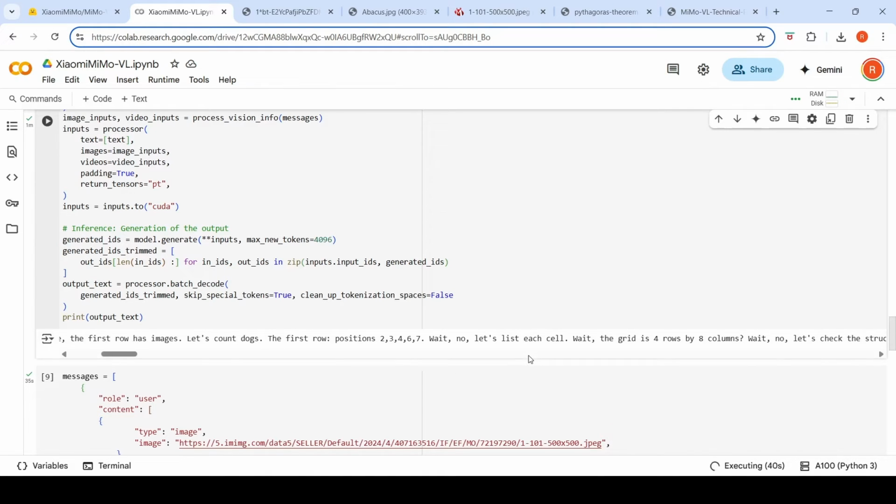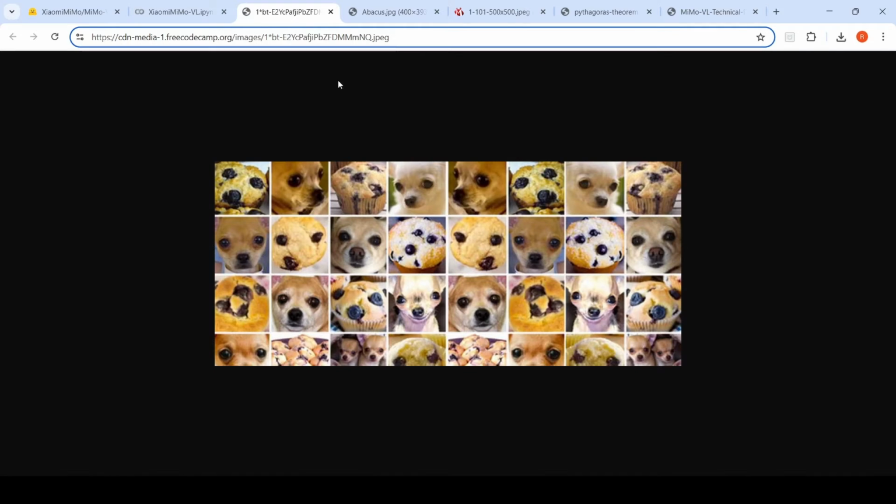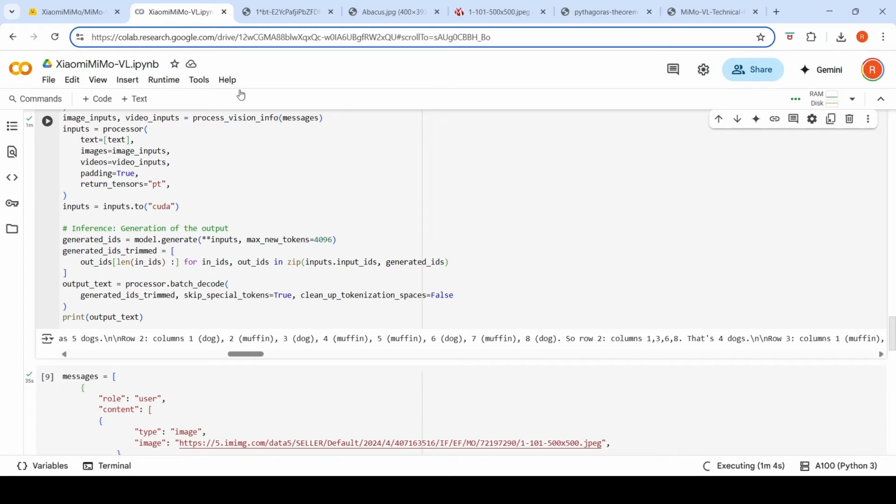Here it checks how many grids there are and how many dog faces there are. Then there is a muffin, right? If you look at row 2, it says the first column is dog, muffin, muffin, dog, muffin, dog. If you look at this image in the second row, you have dog, muffin, muffin, dog, muffin, dog, right? That's the sequence we have over here, and here it says dog, muffin, dog, muffin, dog, muffin, dog.